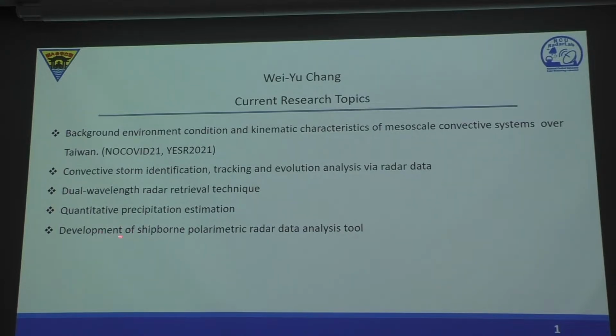Taiwan will also have a shipborne radar next summer. So we are working on a shipborne polarimetric radar data analysis tool because we want to compensate for the ship motion. Ideally, the radar system should be able to compensate for the ship motion, but if there is some remaining error from the ship motion, we want to see whether we can correct that. So that's about it.